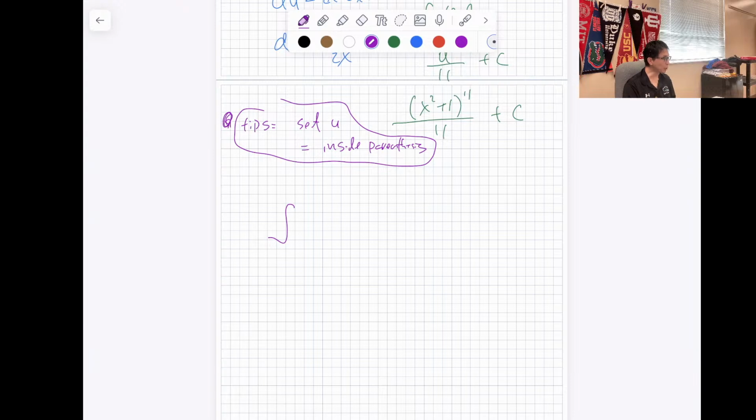So that's the integration of, I don't know, let me see, x squared times x cubed minus 1 to the 4th dx. Now the constant can be outside.